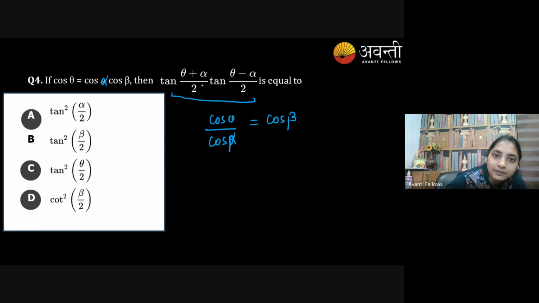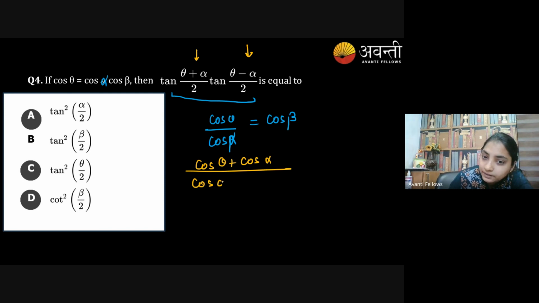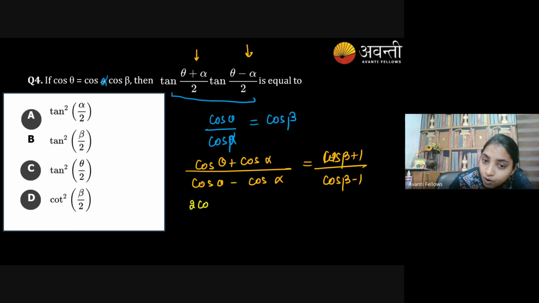How many of you remember that we have discussed that when one is plus and one is minus, it simply means componendo and dividendo. Can I write it as cos theta plus cos alpha divided by cos theta minus cos alpha, that must equal 1 cos beta plus 1 divided by cos beta minus 1. So what should be the formula for cos theta plus cos alpha? It should be 2 cos (theta plus alpha)/2 cos (theta minus alpha)/2.